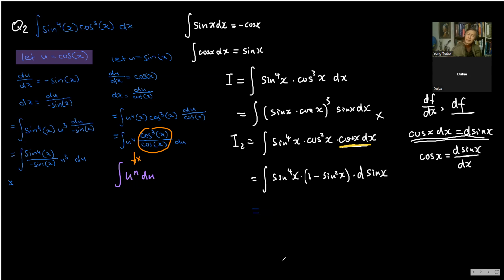Here I have used this identity. This is called the Pythagoras theorem. It's sine square x plus cosine square x equal to 1. Okay, I use this formula. So when you do a high level integration, you have to beware of all these basic formulas.